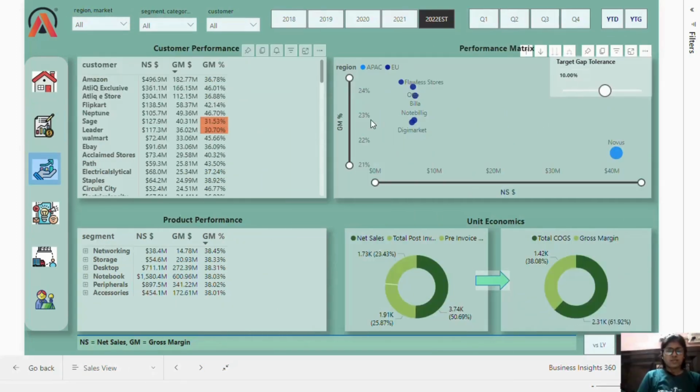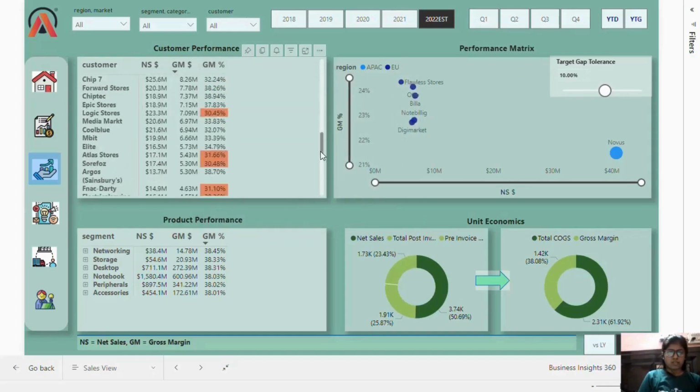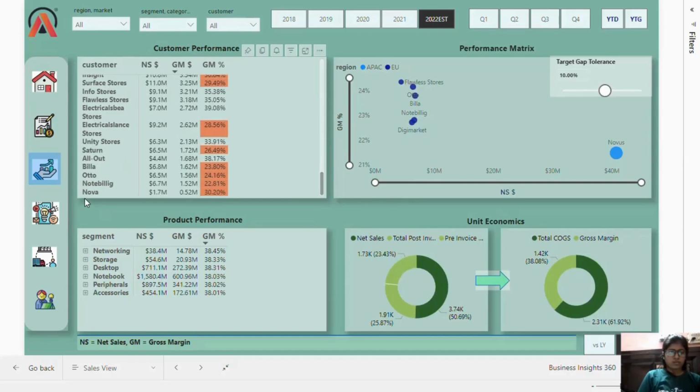This is the sales view. Sales is important for an organization to track, analyze, and understand the sales performance over the year. This is the customer performance chart. For AtliQ Hardware, you can see that Amazon is the top performing customer in terms of gross margin. While in the bottom list, Nova is the bottom in terms of gross margin.